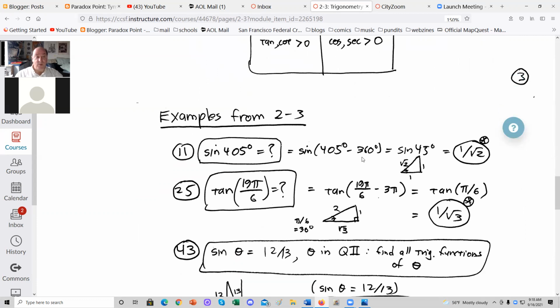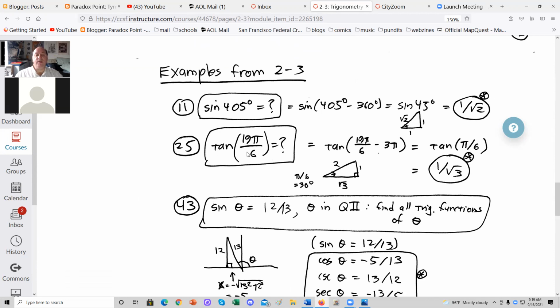So we have some examples to work out. What is the sine of 405 degrees? Well, if you take away one full rotation, that is to say 360 degrees, you get sine of 45 degrees. And you can use the isosceles right triangle. Here's 45 degrees, 1, 1, and root 2. Sine is opposite over hypotenuse, 1 over root 2.